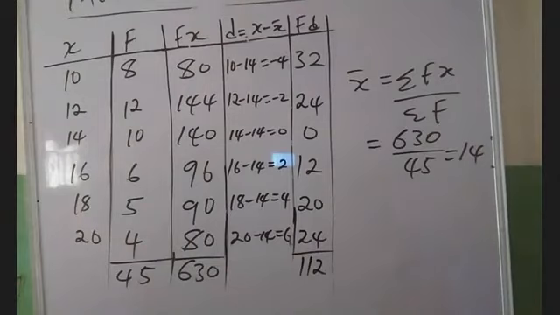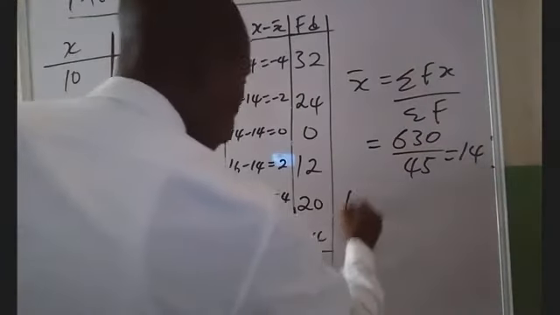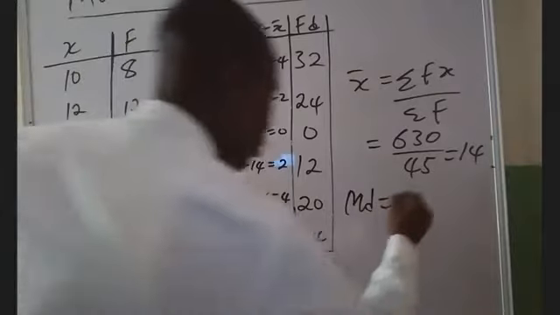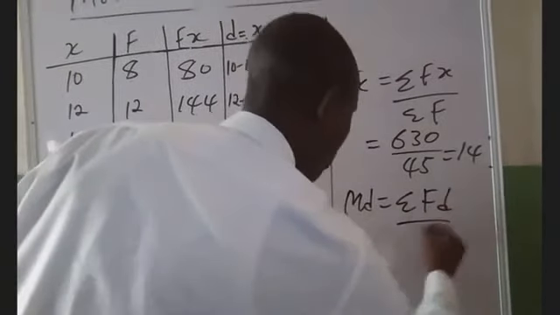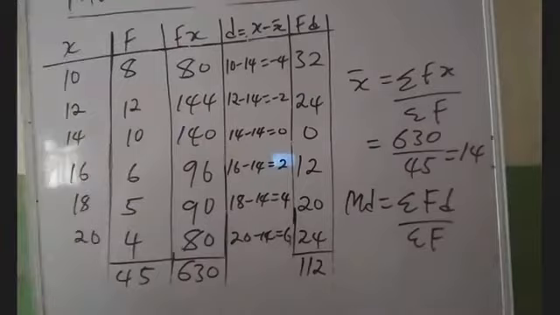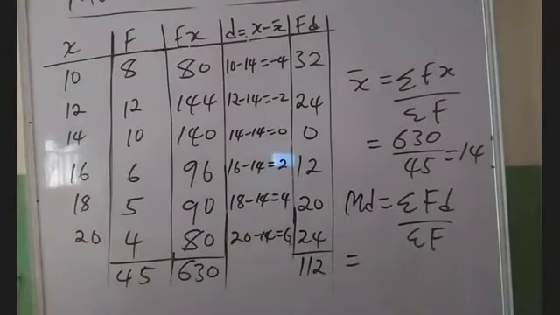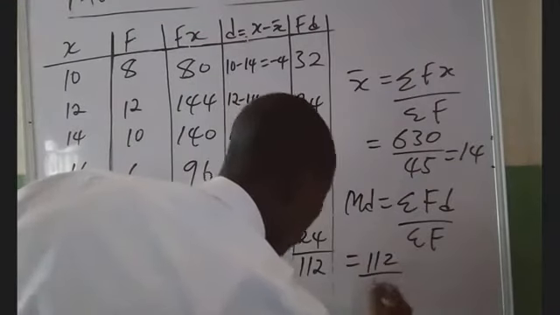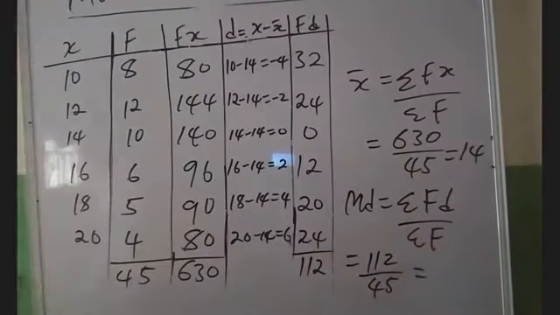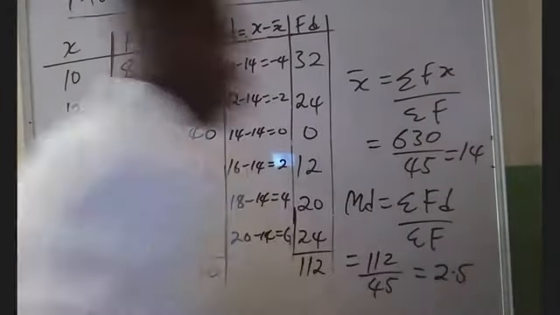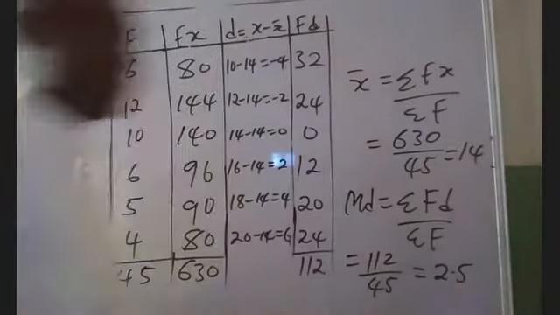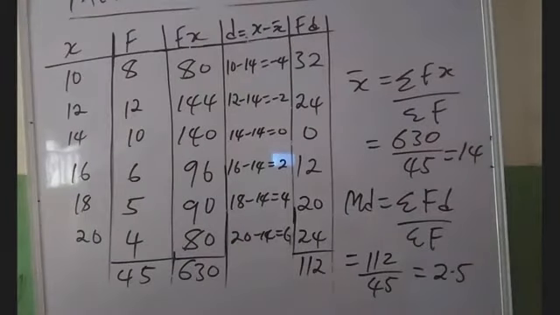So what is the mean deviation? We know that mean deviation is equal to sigma fD over sigma f. So that will give us 112 over 45, and if you divide that, that gives you 2.5. So the mean deviation is 2.5.